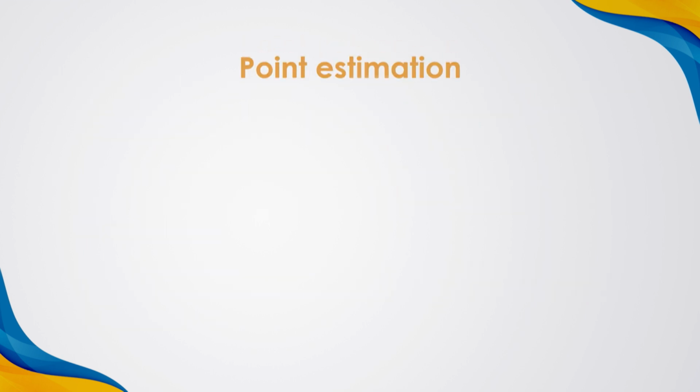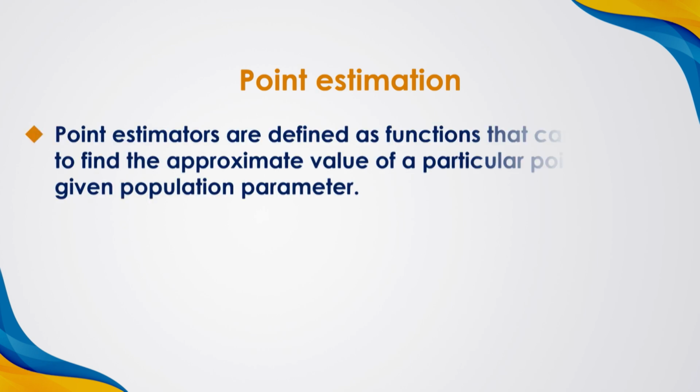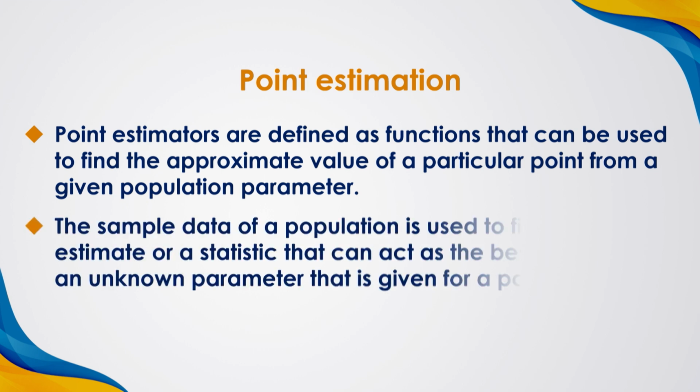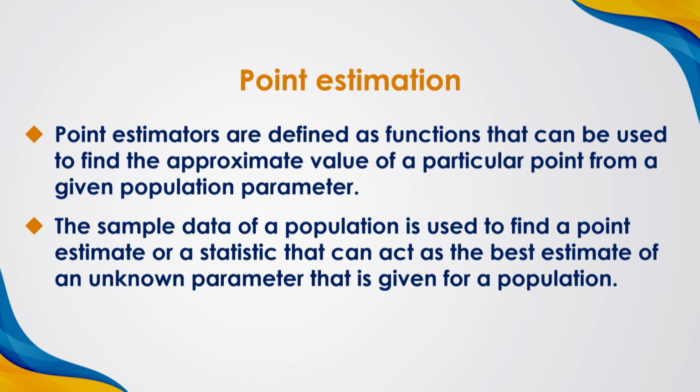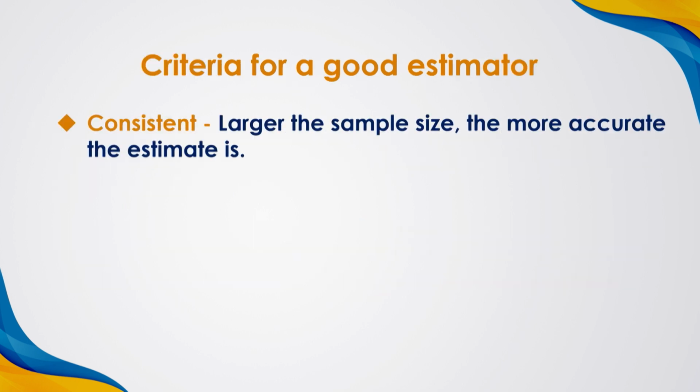Now, coming to point estimation, it is defined as a function that can be used to find the approximate value of a particular point from a given population parameter. The sample data of the population is used to find a point estimate, or a statistic, that can act as the best estimate of the unknown parameter of the population.